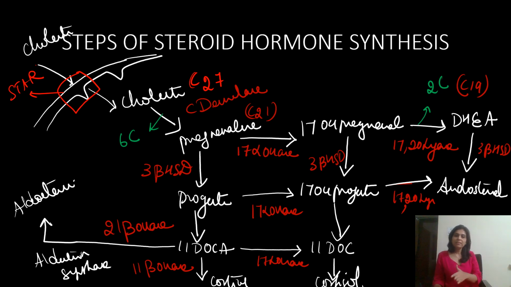So I'm repeating it. The first step is cholesterol is taken up by adrenal cortical cells. And from cytoplasm, to move cholesterol to mitochondria, we are dependent on STAR protein, which is steroidogenic acute regulatory protein. After cholesterol reaches the mitochondria, cholesterol, a C27 steroid, is acted upon by cholesterol desmolase, which removes 6 carbon atoms, and cholesterol is converted to a C21 steroid, which is pregnenolone.